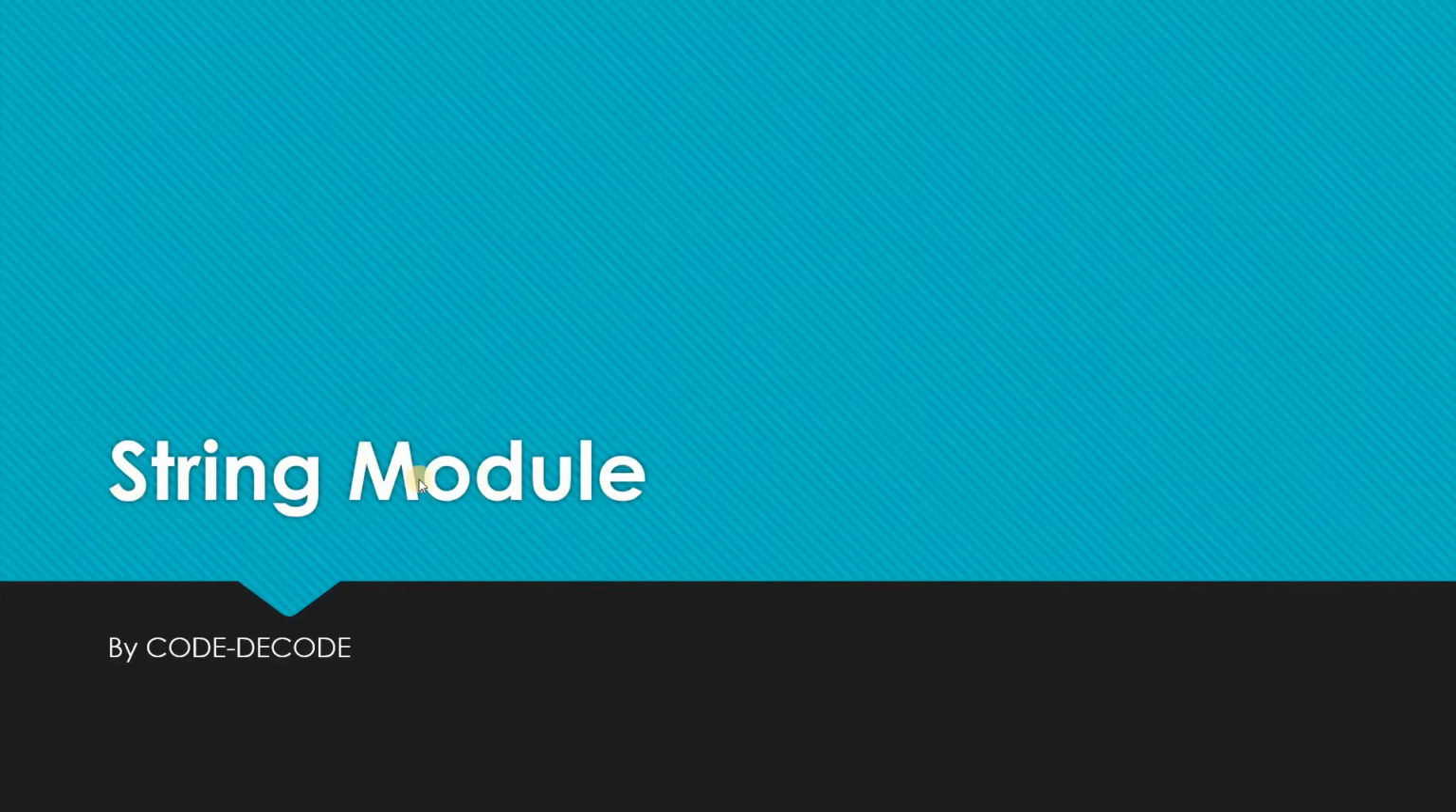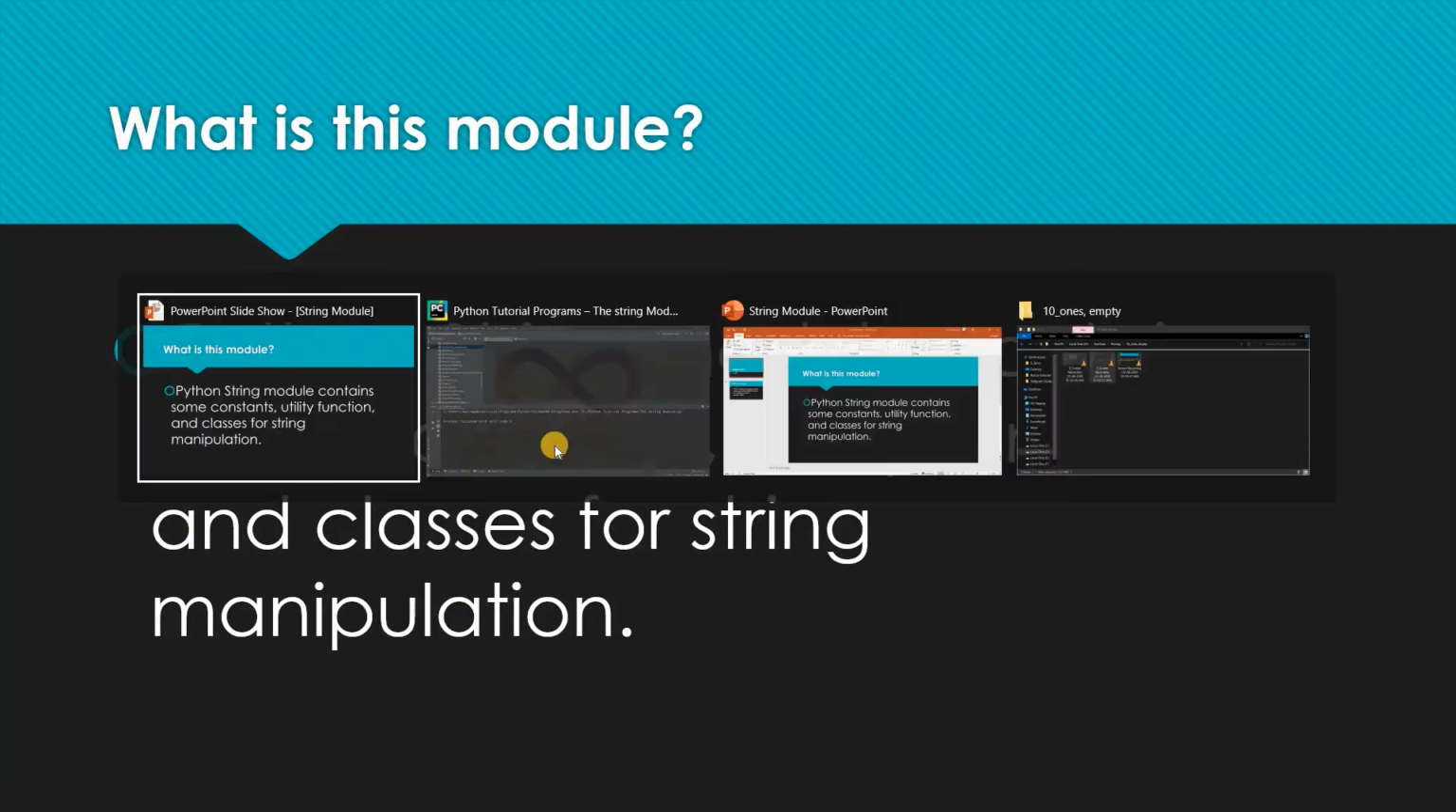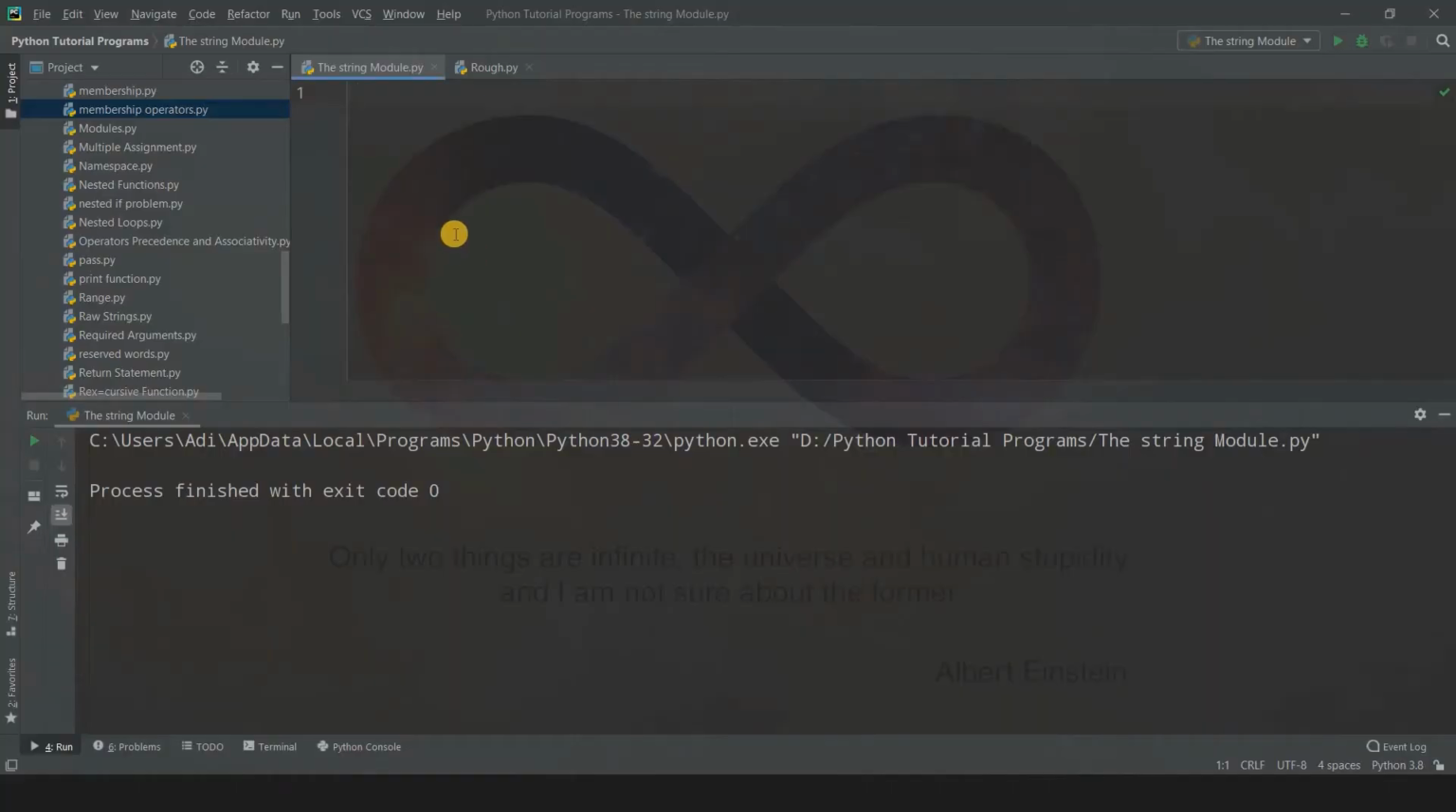So when you import the string module, you get access to some of the constant values that you can use in your codes, and you get access to some of the functions as well, like formatter and all. I'm going to discuss them later on. So basically this is the string module. So let us get going. So what is the string module? Python string module contains some constants, utility functions and classes for string manipulation. As I told you all, you get access to some of the constants, but basically you use this module to get access to some constants. You don't use the functions and all that much, at least I don't.